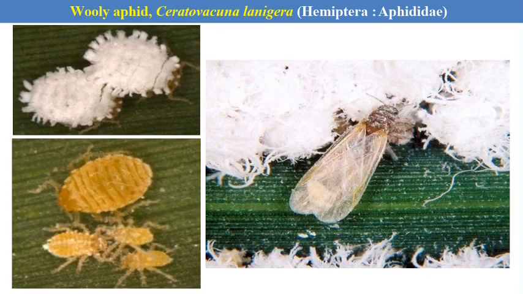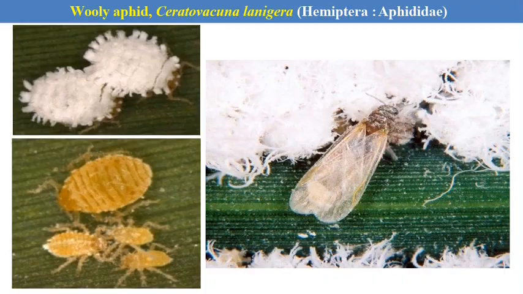The next sucking pest is the woolly aphid or sugarcane woolly aphid, Ceratovacuna lanigera. Here the aphid reproduces parthenogenetically. It means that instead of laying eggs, the female aphid directly gives birth to the young ones, and both nymphs and adults are the damaging stages.